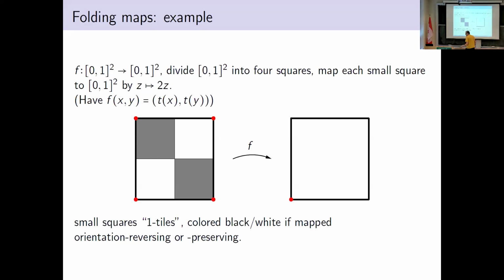And so that's what I call a folding map, right? These things I call one-tiles, and they're colored black and white depending on whether they're mapped orientation preserving or orientation reversing. And you can write down a formula for this map. Here's a formula. It's just in X and Y coordinates, you just have the tent map.